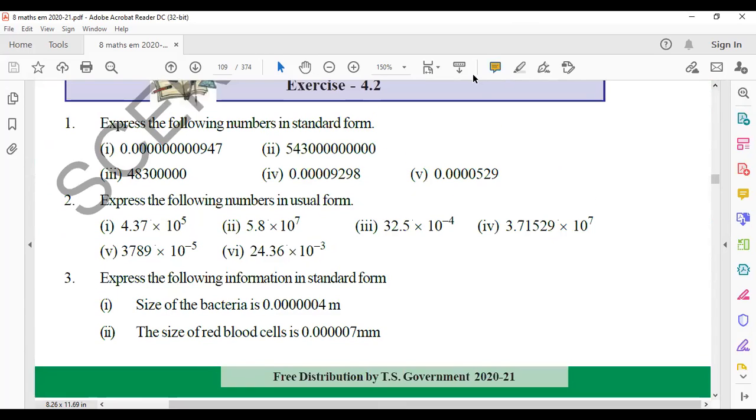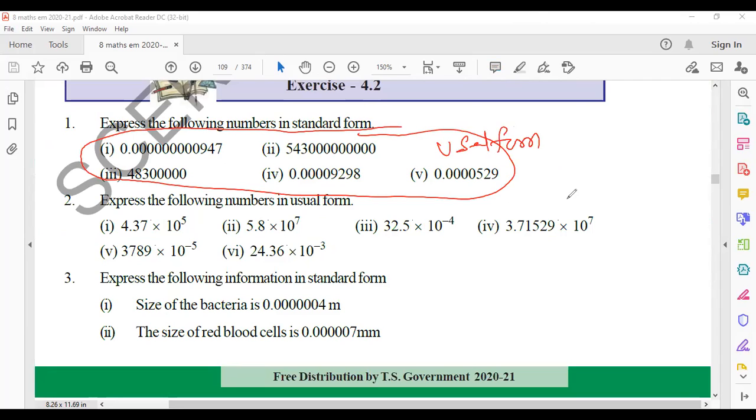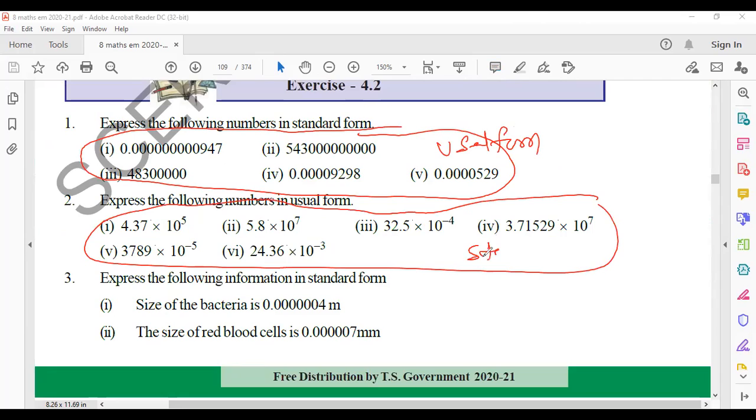So the only thing I told you is that you must be very careful with the conversion to standard forms. These are all usual forms. These are all examples of standard forms. And these are examples of usual forms. Okay, right. We'll stop the discussion for today, and in tomorrow's class we'll meet with some other problems.